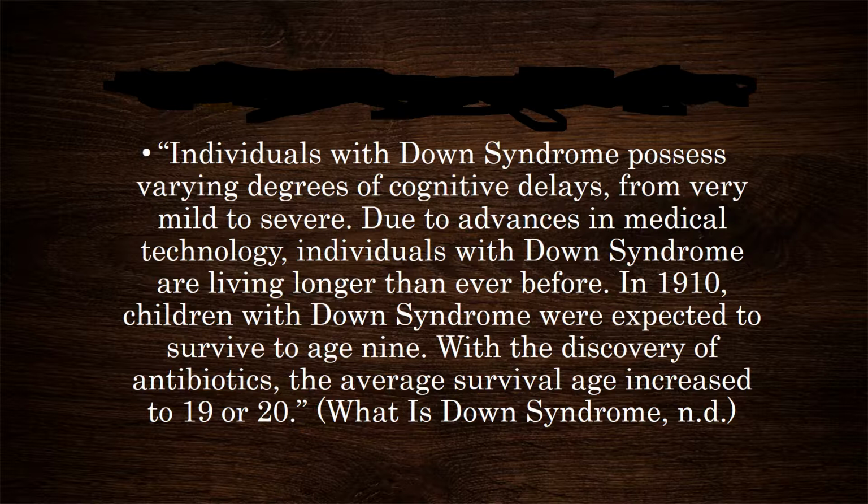In 1910, children with Down syndrome were expected to survive to age 9. With the discovery of antibiotics, the average survival age increased to 19 to 20. And now, with recent advancements in clinical treatment, most particularly corrective heart surgeries, as many as 80% of adults with Down syndrome reach age 60, and many live even longer. Increasingly, Americans are interacting with individuals with Down syndrome, increasing the need for widespread public education and acceptance.